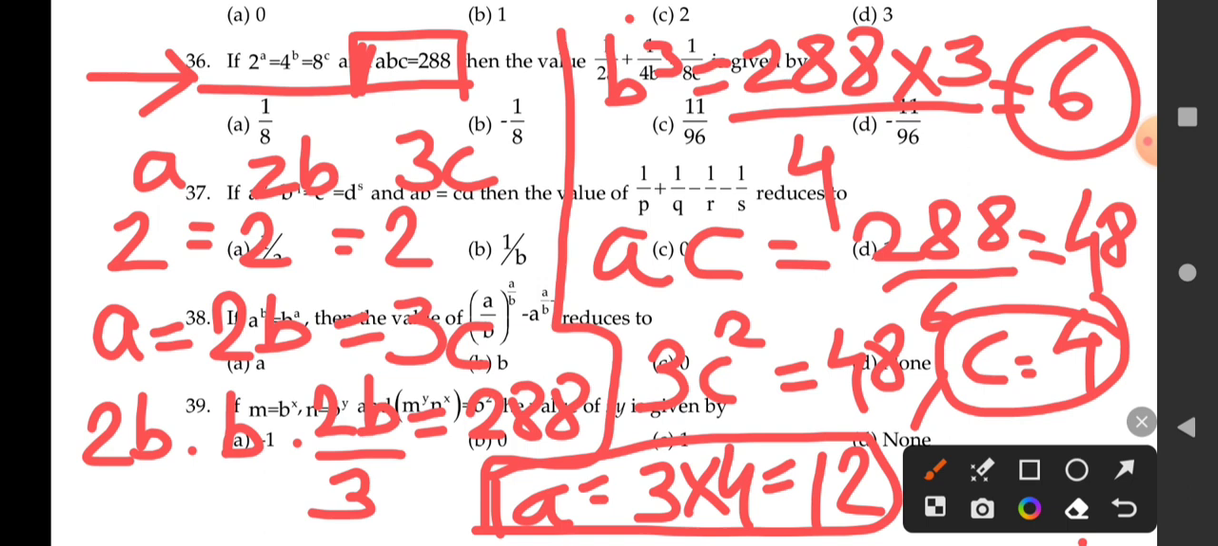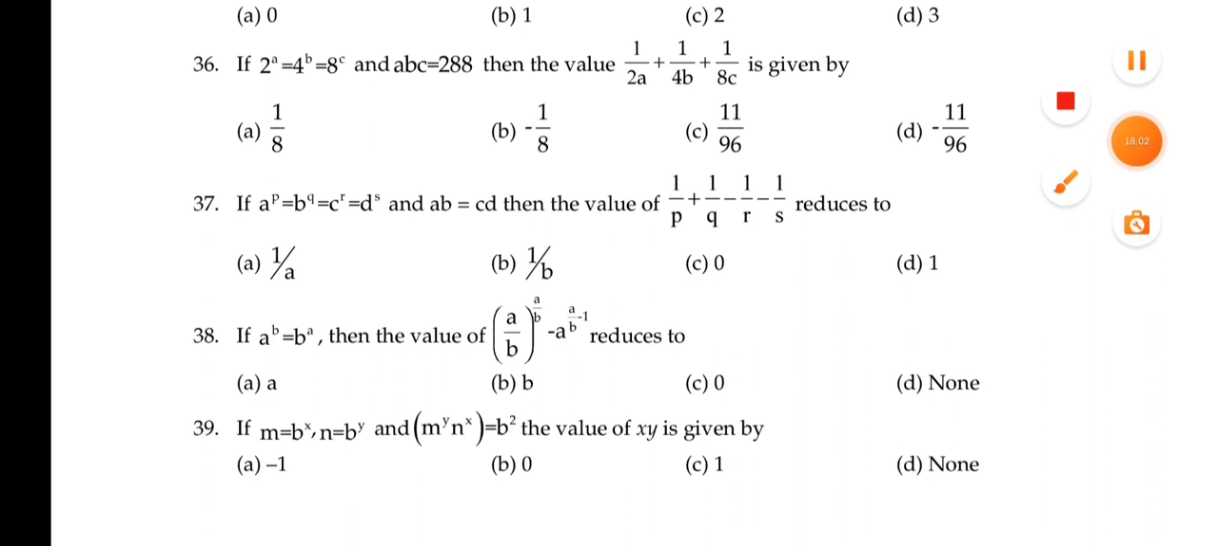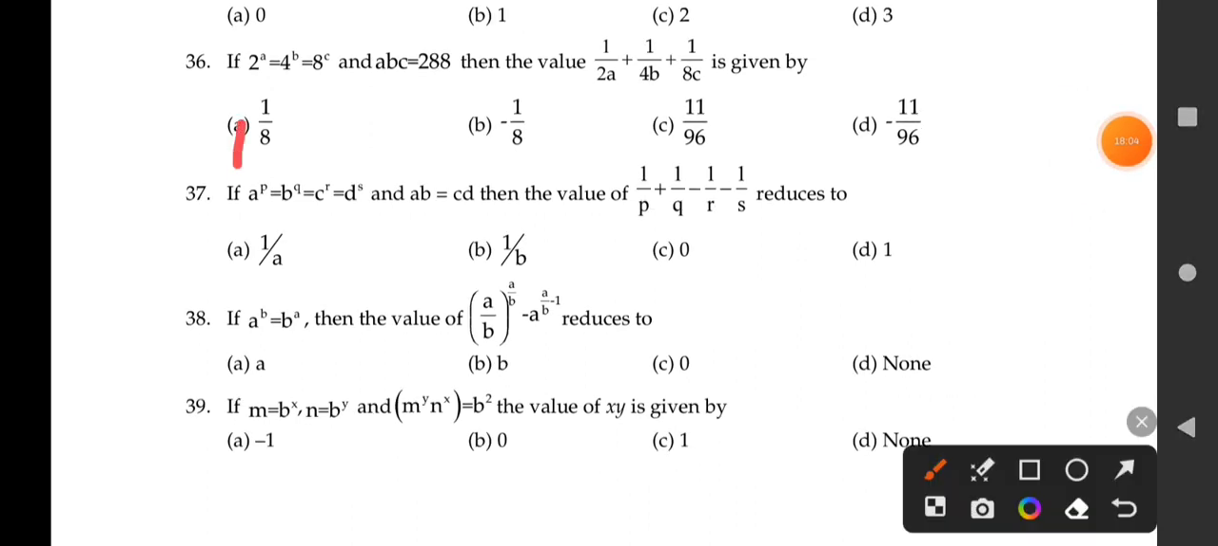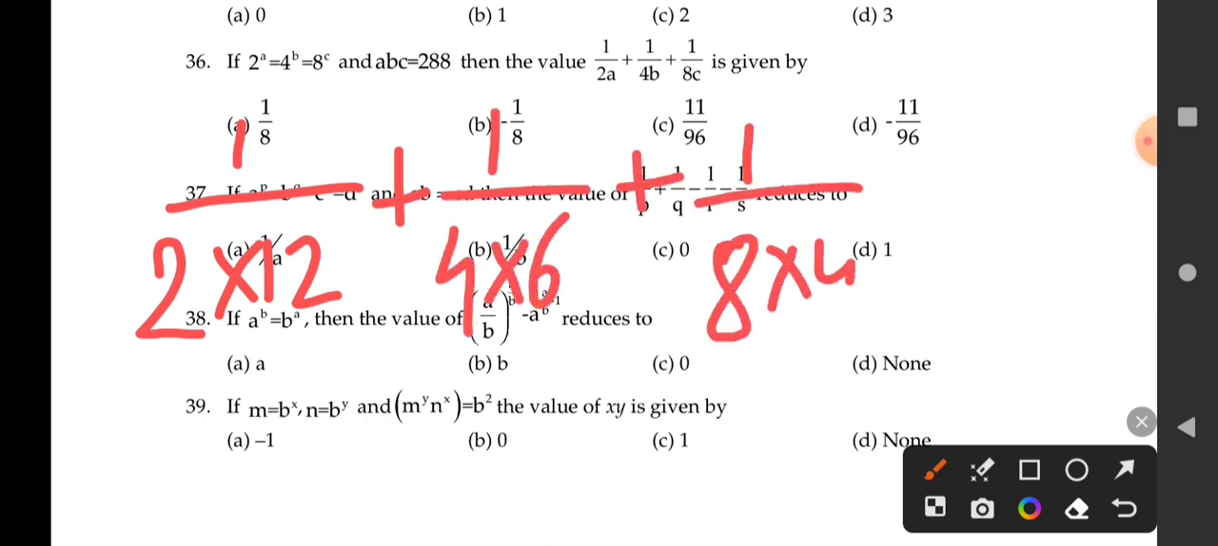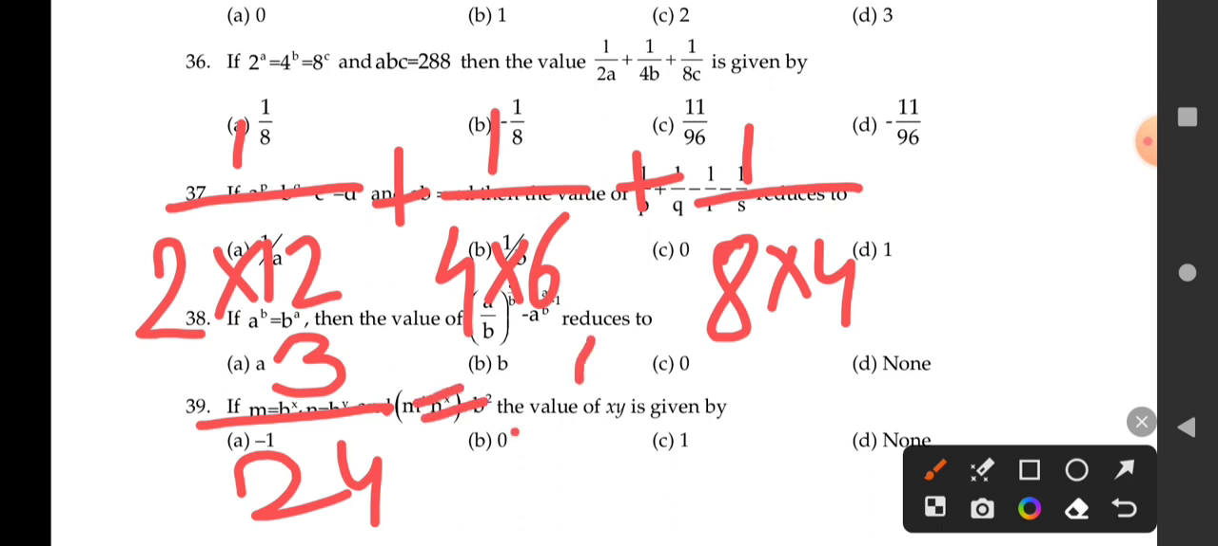Correct? So let us substitute 12, 6 and 4. So what do we have? 12, b is 6 and c is 4. We have 3 divided by 24, which is equal to 1 by 8. Option number A.